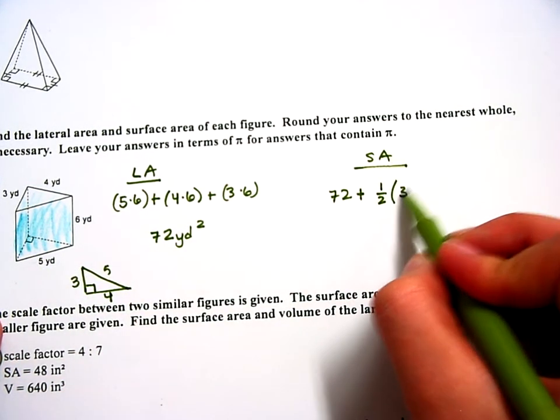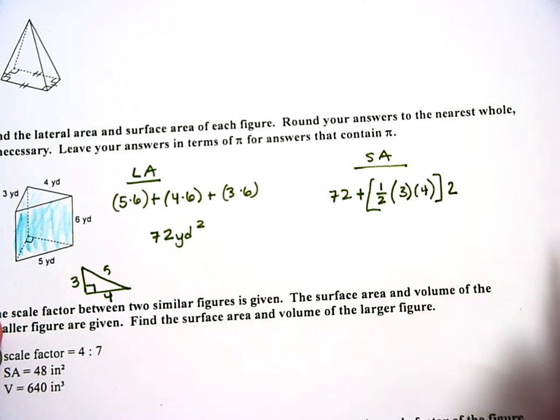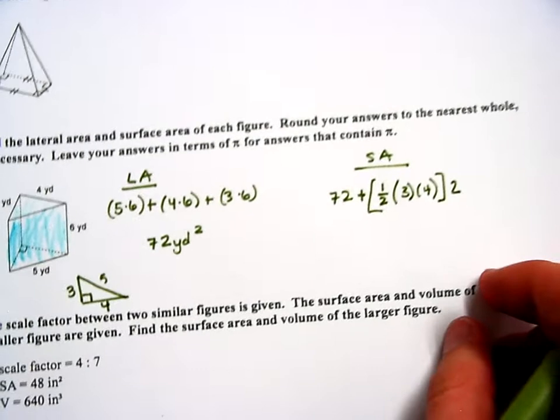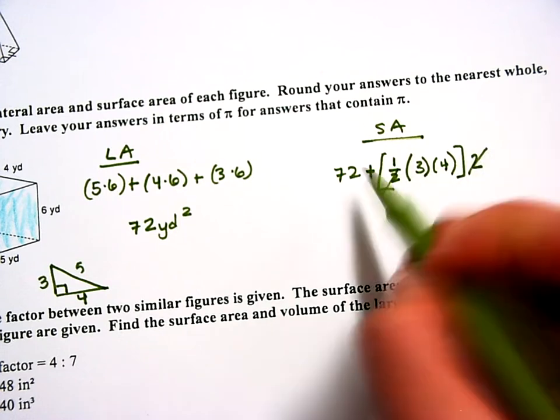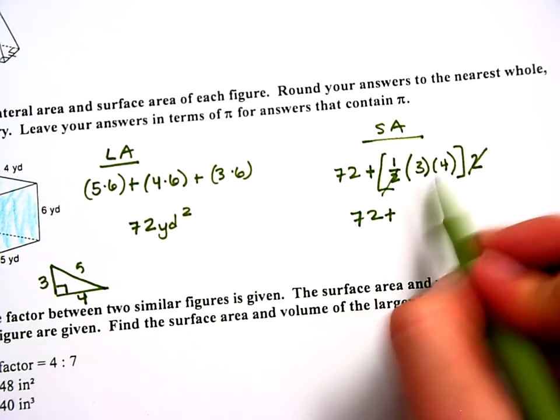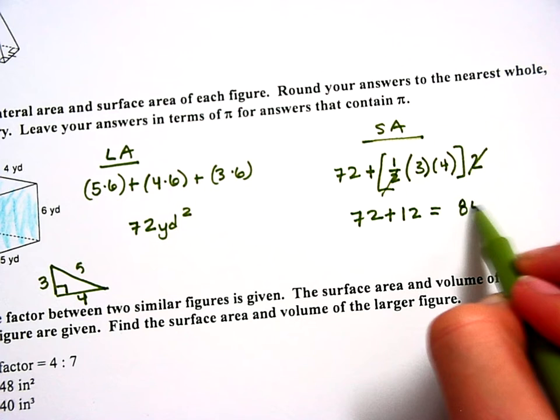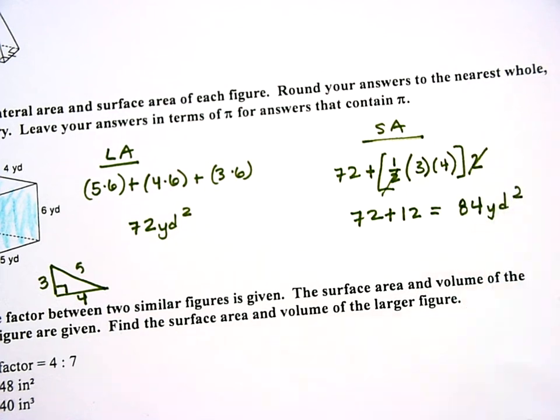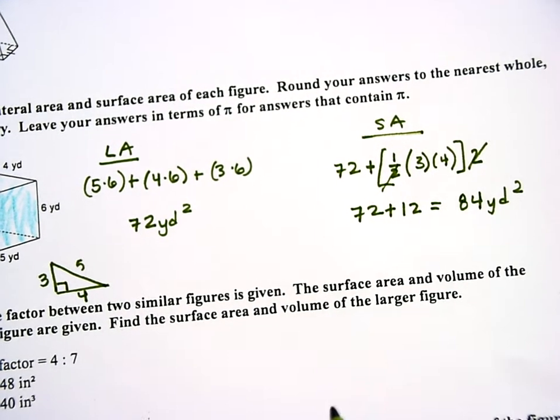So 1/2, 3 times 4, and then don't forget there are 2 bases. We got to multiply that by 2. Okay, the 2 and the 2 are going to cancel. So really I have 72 plus, this is 12, and that's going to give me 84 yards squared. So I found lateral area and then used that to find my total surface area.